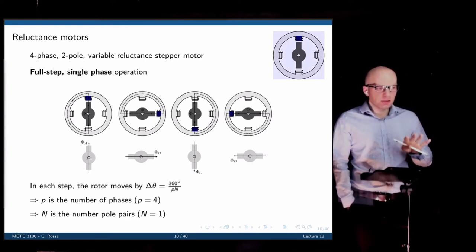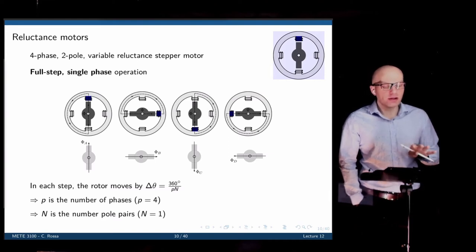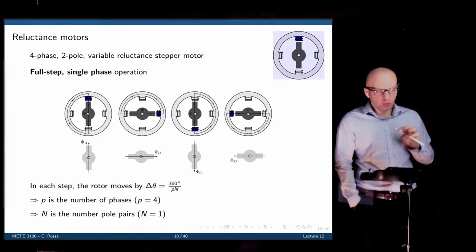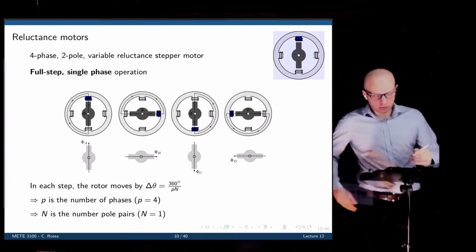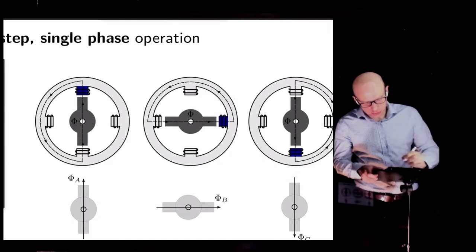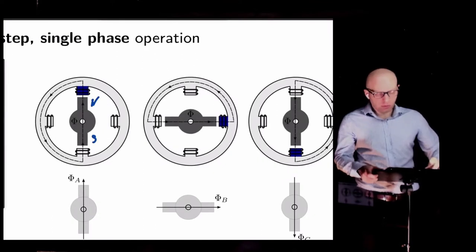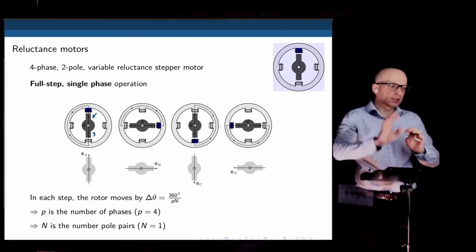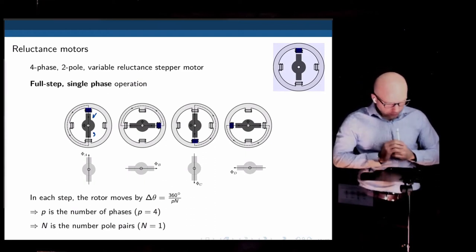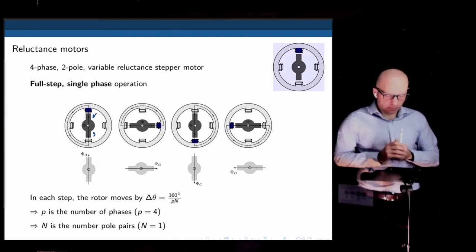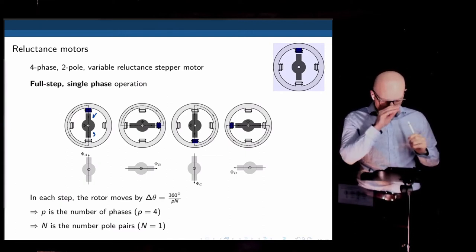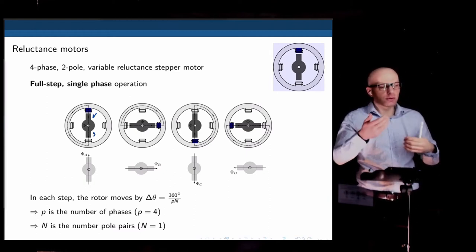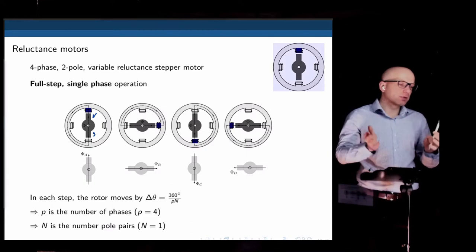So let's start with the simplest case. Here we have a four phase, four independent coils. That's what I mean by phase. We have two poles, north and south, in the rotor. We're going to define a pole as a pair of north and south poles. Sorry, let me restate that. As the rotor is magnetized, it will create a north and south side, and each of them is a pole.